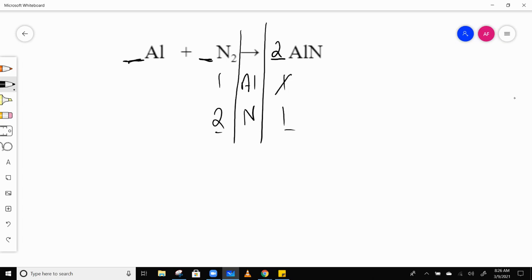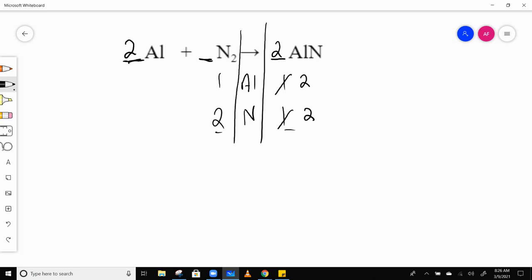So now we have 2 aluminum and 2 nitrogen. So now you see one of the problems that we usually have is when we add a coefficient, sometimes it will fix one, but it'll mess up the other, right? And that's okay, because we just have to keep moving forward until we find the right answer. So here, we need 2 more aluminum, so we put a 2 here.